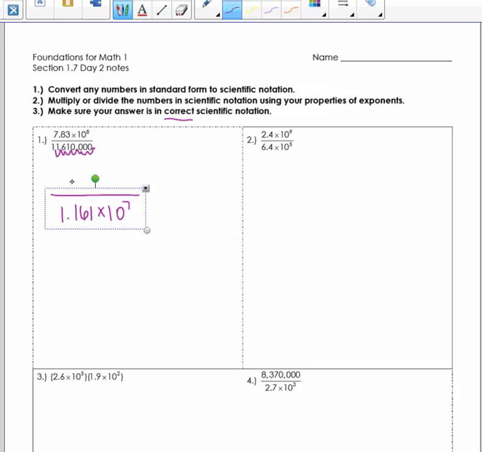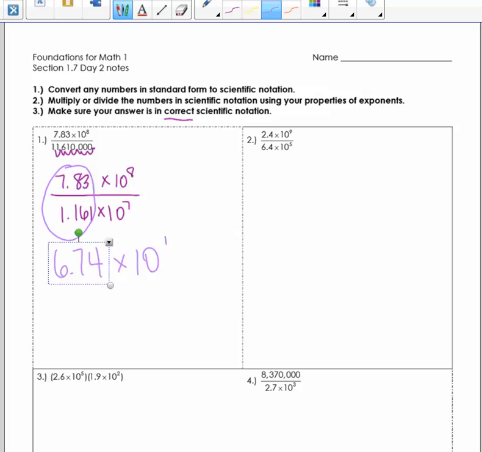So that won't change. Now it looks like it did yesterday. Because we're dividing, we are going to take these two and divide them and then subtract our exponents. So in your calculator, when you do 7.83 divided by 1.161, you are going to have to round it because it's quite a long decimal, but you end up with 6.74 times 10 to the 1st because you subtract the 8 and the 7. This is in correct scientific notation because you have one digit in front of the decimal, so that is your answer.